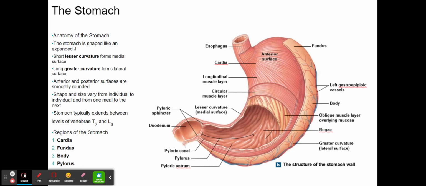3. The body. The area of the stomach between the fundus and the curve of the J is the body, the largest region of the stomach. The body acts as a mixing tank for ingested food and secretions produced in the stomach. Gastric glands of the fundus and body secrete most of the acids and enzymes involved in gastric digestion. And 4. The pylorus. The pylorus forms the sharp curve of the J. The pylorus is divided into the pyloric antrum, which is connected to the body, and a pyloric canal, which empties into the duodenum, the proximal segment of the small intestines.